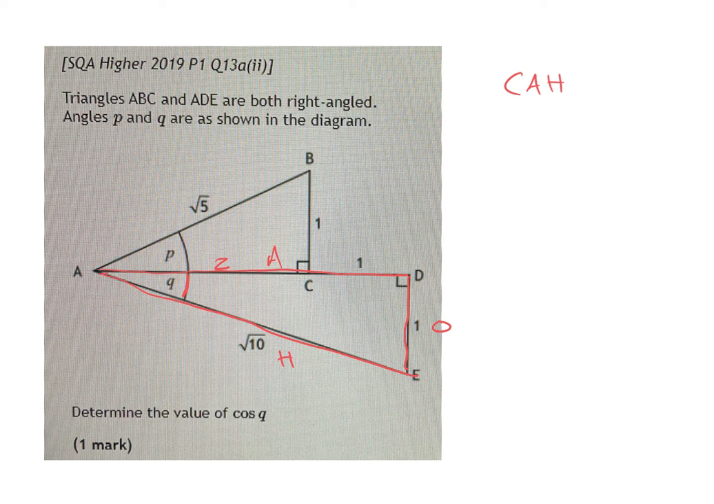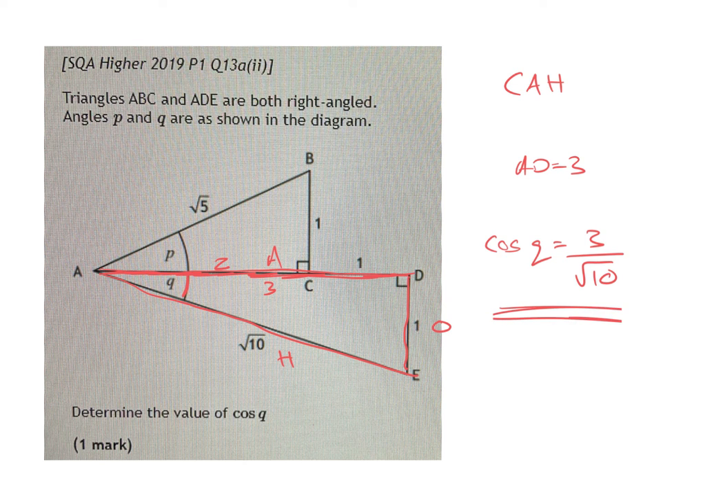So this whole distance along here, let's make it a little bit thicker, that whole distance there is equal to 3. AD must equal 3. So the cos of Q is the adjacent, which is 3, over the hypotenuse, in this case it's root 10, and again we would leave it in that form.